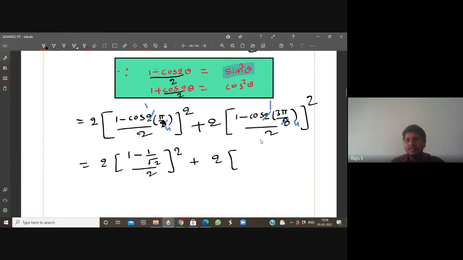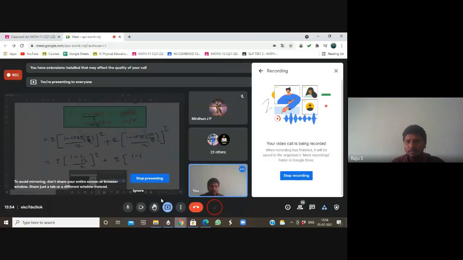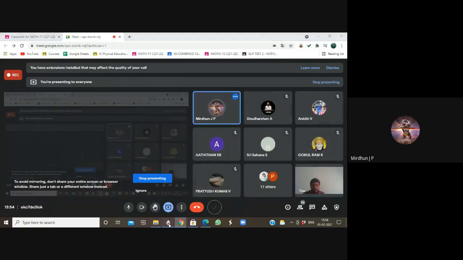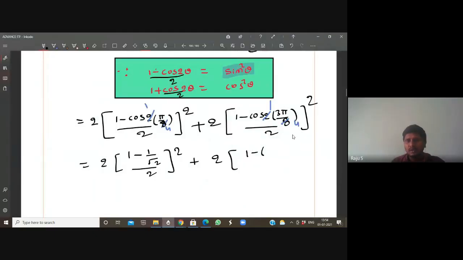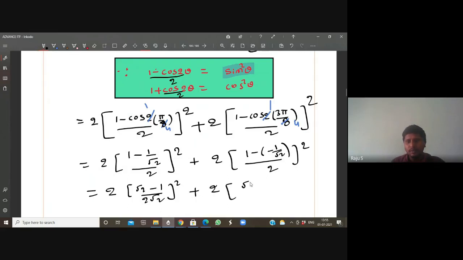Here also the same. What is cos 3 pi by 4? 135 degrees, the value is minus 1 by root 2, because cos is negative in the second quadrant. Whole square. Now I take the LCM and write it as root 2 minus 1 by 2 root 2, whole square, and 2 times root 2 plus 1 by 2 root 2. After taking the LCM, root 2 becomes the denominator again. Is it clear or any doubts?